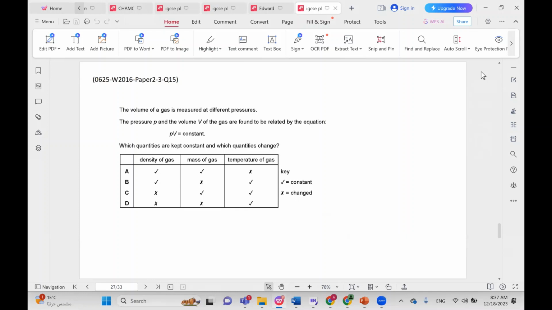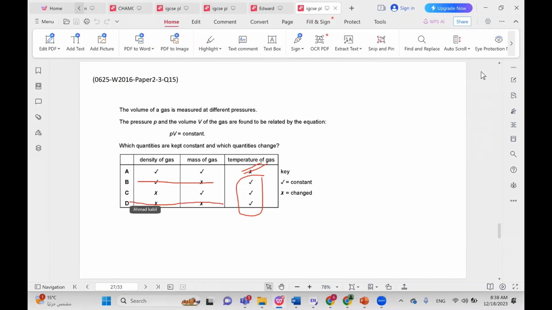The volume of a gas is measured at different pressures. The pressure P and the volume V are found to be related by the equation PV equals constant. Which quantities are kept constant and which quantities changed? So PV equals constant means that the temperature is constant. So this is wrong. So it's one of these three. What about the mass? We've never ever mentioned anything about changing mass, right? So obviously these are wrong and the correct choice is C.